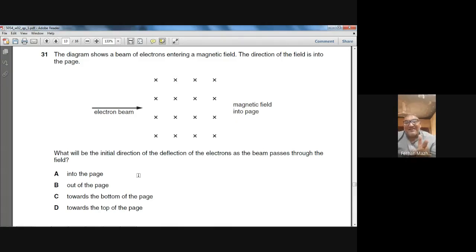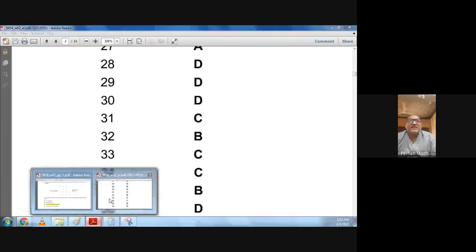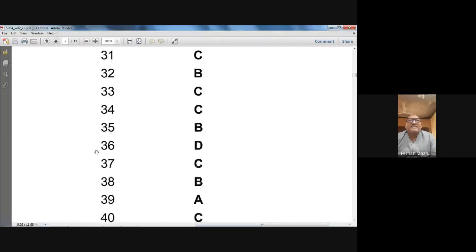But remember, this law is not about electrons. It is about positive charges. So whatever direction your thumb is telling you, the electrons will be deflected in the opposite direction. So the electrons will be bent towards the bottom of the page. So C is the choice. Question number 31, C is the right choice.